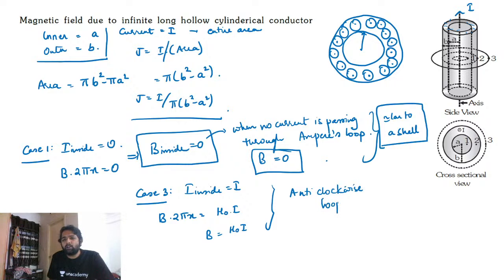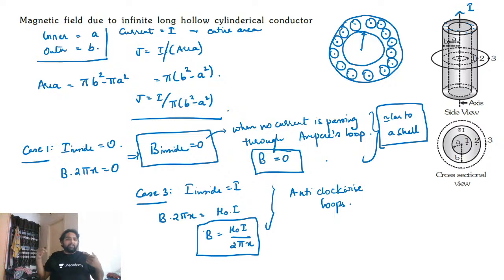So this will be mu naught I by 2 pi x. This is again the same inference we got for a cylinder. So for a cylinder हो या hollow cylinder हो, the field it produces outside will remain same. Awesome. बस समझ में आ गया.